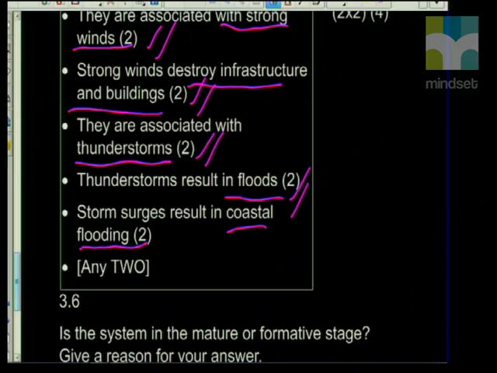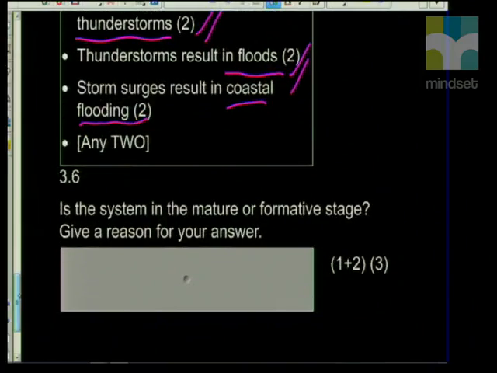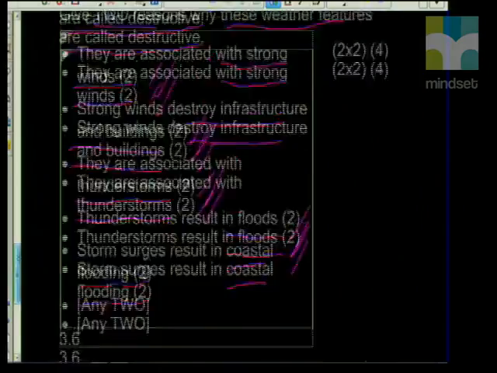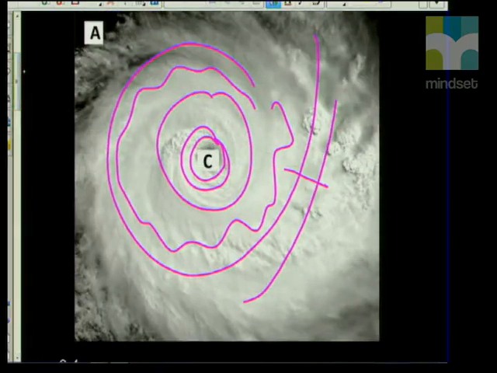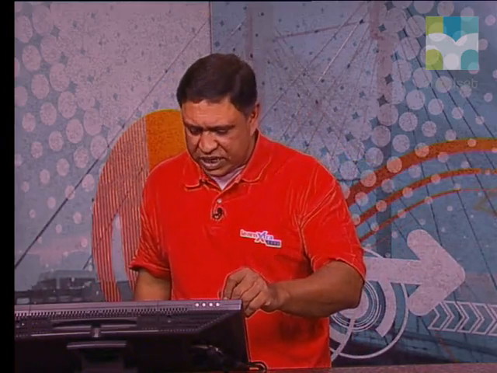Any two of these would give you your total of 4 marks. Let's go to 3.6. Is the system in the mature or formative stage? Obviously, when you looked at this, learners, we already identified this tight band of clouds. Also, the eye has formed. And you've learned in the formative stage, there's no eye. Even if I didn't do the clouds, you saw the eye immediately. Between formative and mature, you know it's the mature stage.